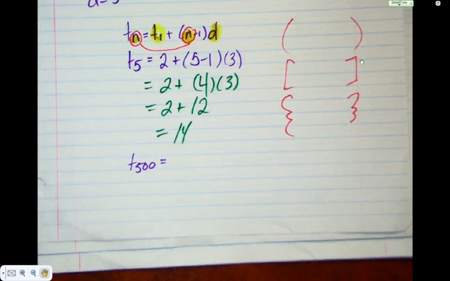What's the only thing that's going to change in the formula? The n, because the T1 is still the same and the D is still the same. The only thing that's going to change is that little n.